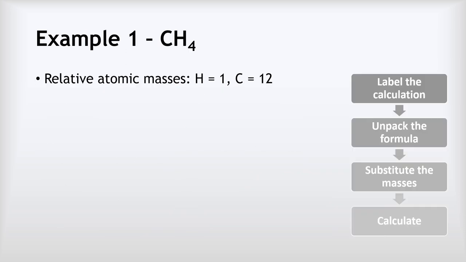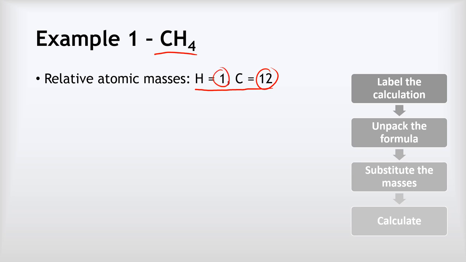Okay, so let's look at our first example, where we're going to calculate Mr for CH4. Now let's just notice in the question, you'll nearly always be given the relative atomic masses. So for carbon, C, it is 12, and for hydrogen, it is 1.